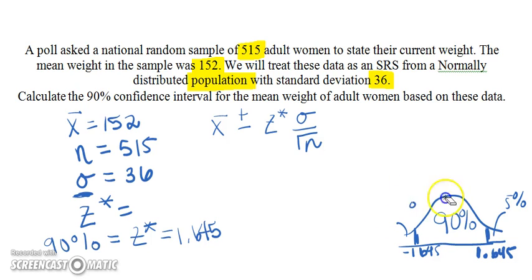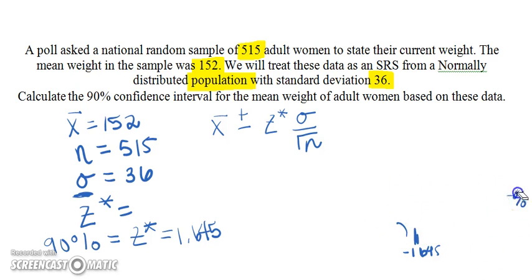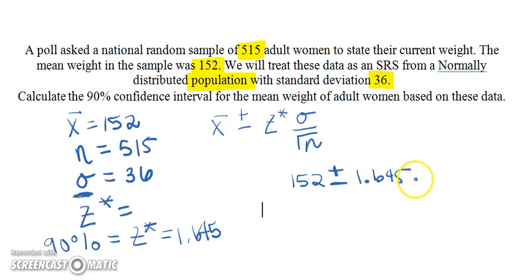I'm going to go ahead and just erase this part real quick. So now that we have all the values that we need in order to construct our confidence interval, all we need to do is plug them in. So we have 152 plus or minus our z critical value of 1.645 times the standard error, which is sigma, 36, all over the square root of our sample size, 515. So let's plug in those things.